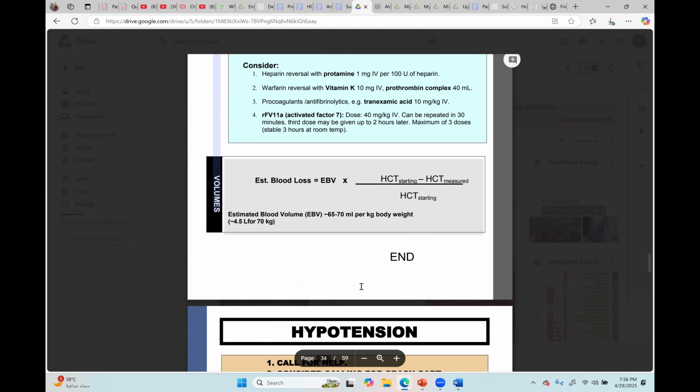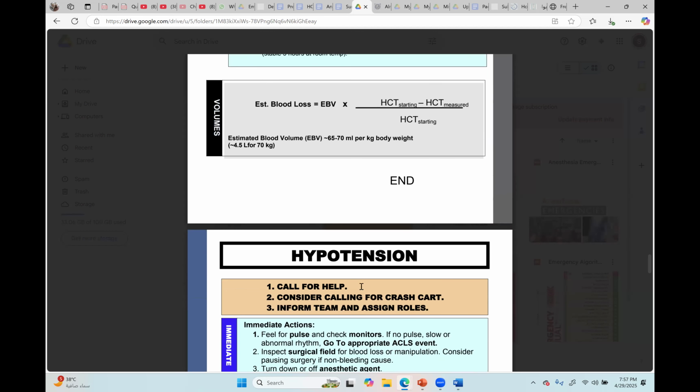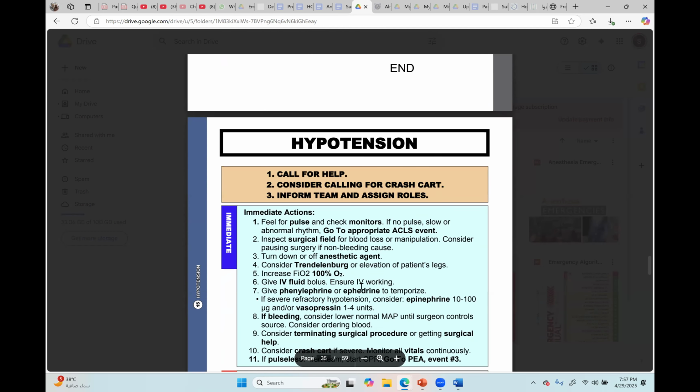Another question, a very simple one, is how to calculate the estimated blood loss. You will have to calculate the blood volume for that patient, and then according to the situation, you will say how much hemoglobin you can allow. That will be the allowable blood loss. Before the allowable blood loss, you have to replace the fluid 1:1 for colloid and 1:3 for crystalloid. After that, if it is more than the allowable blood loss, you have to replace it with RBCs.